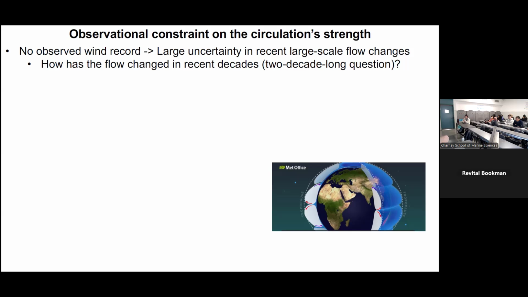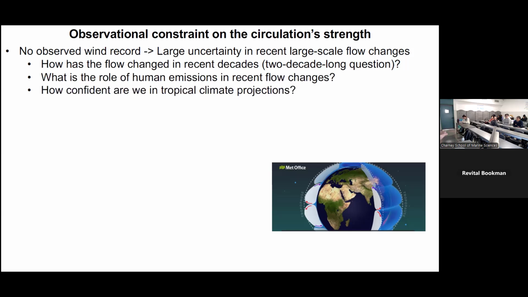Okay, so the fact that we don't have a wind record is related to the point that I started with: we have a large uncertainty in how the flow has changed, because we basically don't know how the winds behaved in recent decades. It prevents us from assessing, for example, the role of human activity, and most importantly, we don't know how much we can trust climate models giving us projections for the future, how the circulation will change, and how the precipitation is going to change, given that the circulation highly affects precipitation.